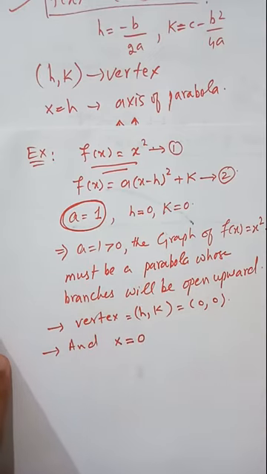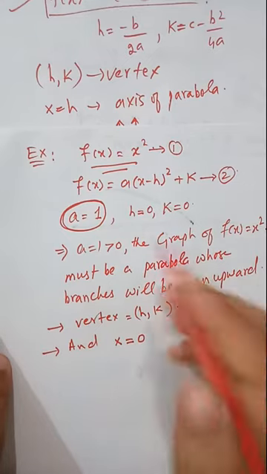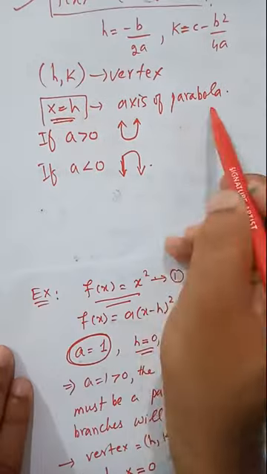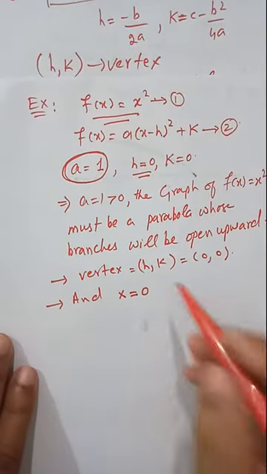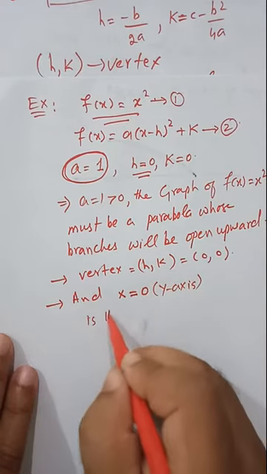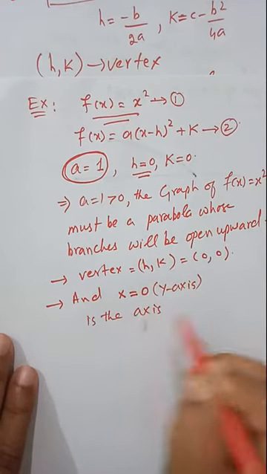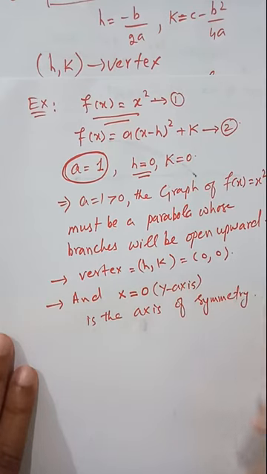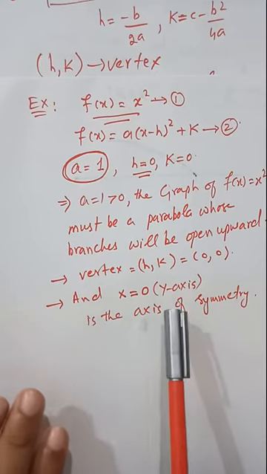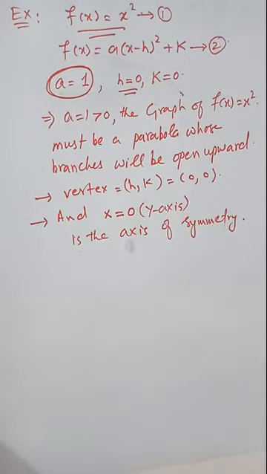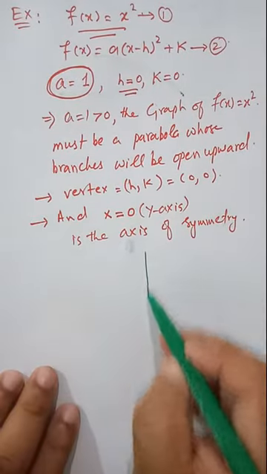And x equal to 0, because you see that x is equal to h is your axis of symmetry. So x is equal to 0 means the y-axis is the axis of symmetry, meaning on either side of the y-axis the graph of the parabola must be the same. So now this is so easy to draw the graph.